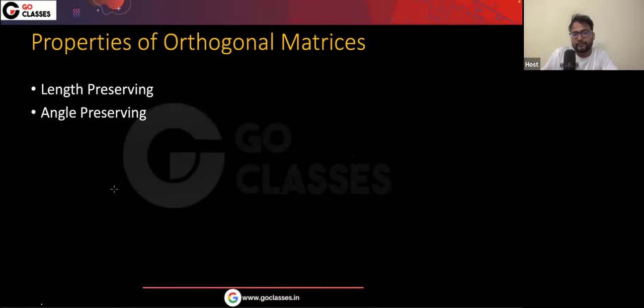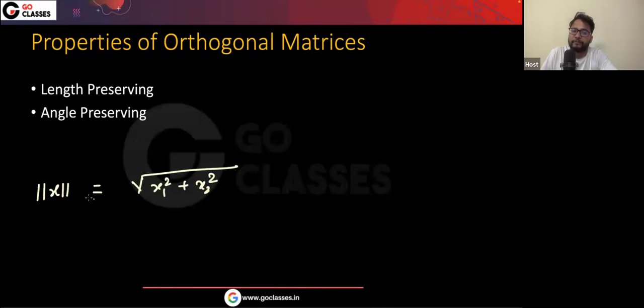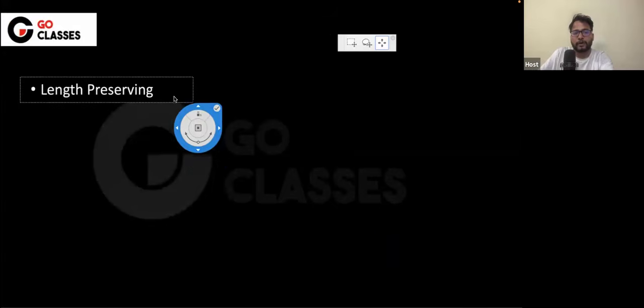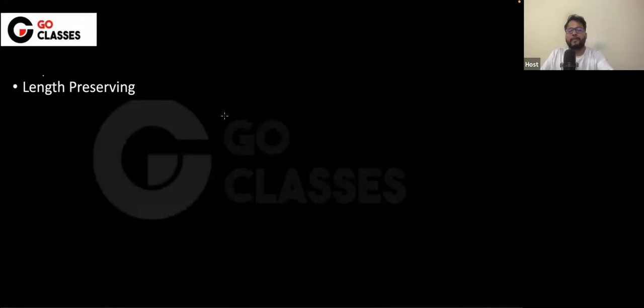Do you remember what the length of a vector is? If, let's suppose, this is in R2, the length of the vector will be the square root of x1 squared plus x2 squared. You might remember this. The second property is angle preserving. Let me first tell you what length preserving and angle preserving mean. Let's first talk about length preserving. It says that whatever length x has, the same length will be given by Ux.